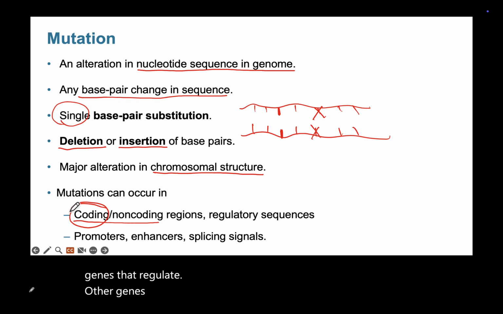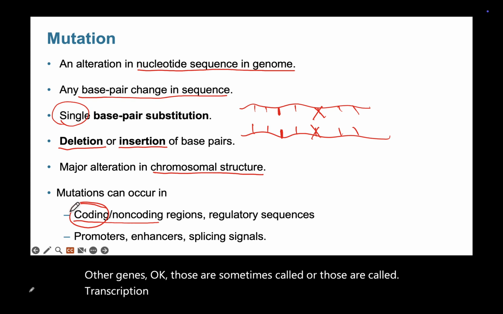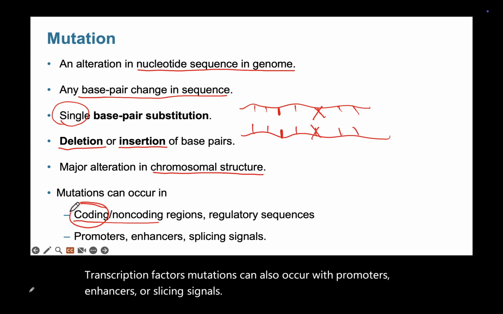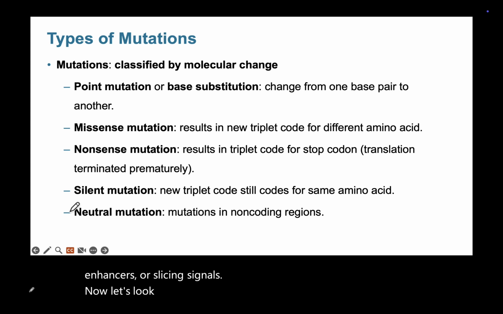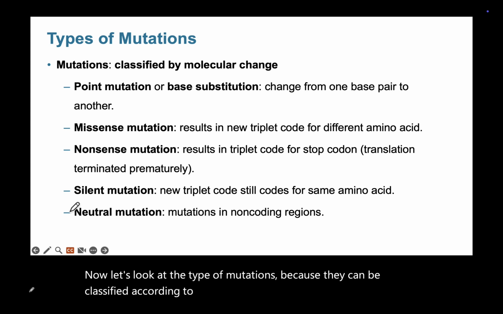Okay, those are called transcription factors. Mutations can also occur with promoters, enhancers, or splicing signals. Now let's look at the types of mutations, because they can be classified according to the molecular change that they cause to the DNA.